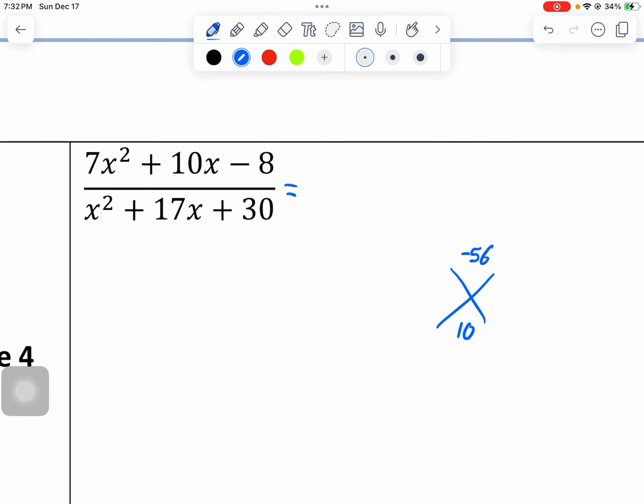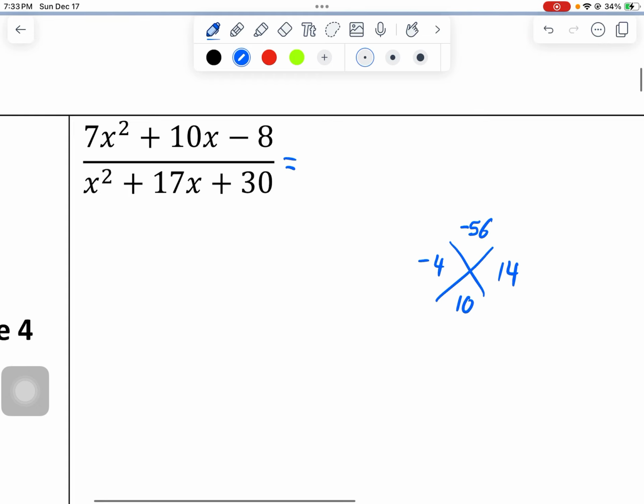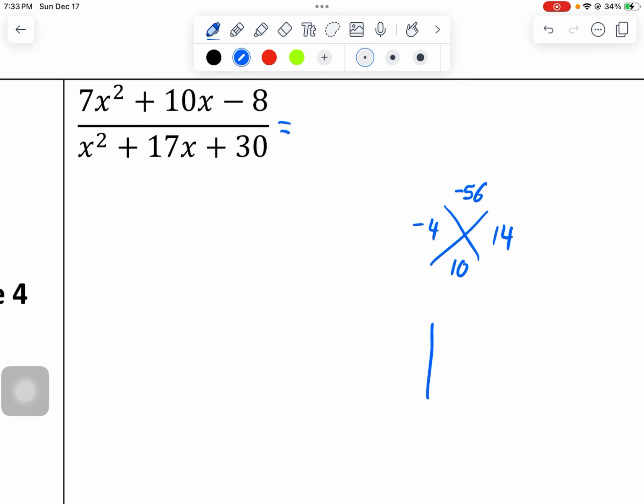We have 8 and 7. We would also have 4 and 14. And that would work. And it would have to be negative 4, positive 14. Okay, so then I'm going to use the box. Had to think on that one a little bit. So we would have 7x squared, negative 8, negative 4x, 14x.